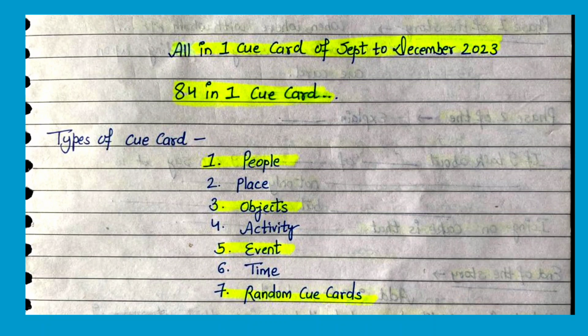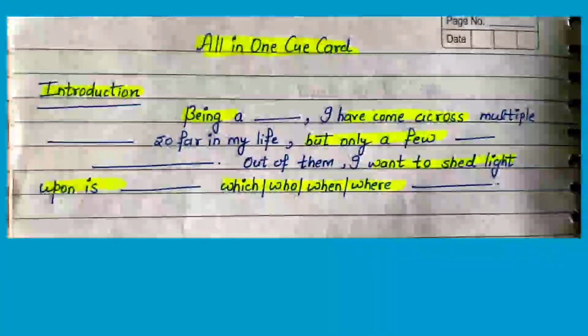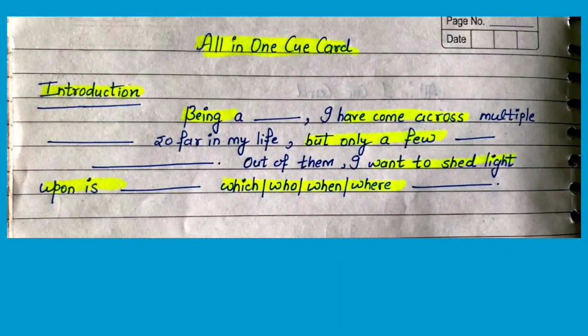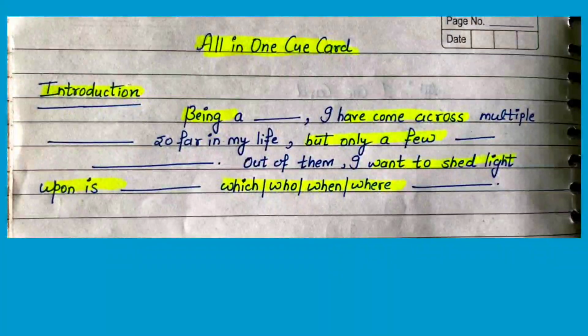Okay, so now let's get started and plan these cue cards with a single story plot. First of all, in every cue card, make sure that you prepare a single introduction pattern for all your cue cards. And today I'm going to share that pattern for the introduction. You can just start like this: being a dash, I have come across multiple dash so far in my life, but only a few dash, right? Out of them, I want to shed light upon.